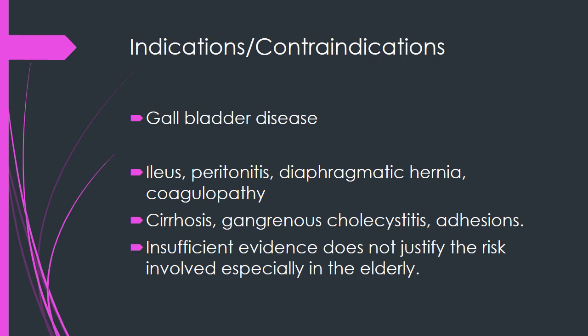What are the relative contraindications for any laparoscopic procedure, especially laparoscopic cholecystectomy? Ileus, peritonitis, diaphragmatic hernia, coagulopathy. Because in a case of ileus and peritonitis, there is hardly any space for you to create a pneumoperitoneum. In a diaphragmatic hernia, the more pneumoperitoneum you create, the more compromise there is for respiration. In a case of coagulopathy, you try a laparoscopic procedure and the patient bleeds.